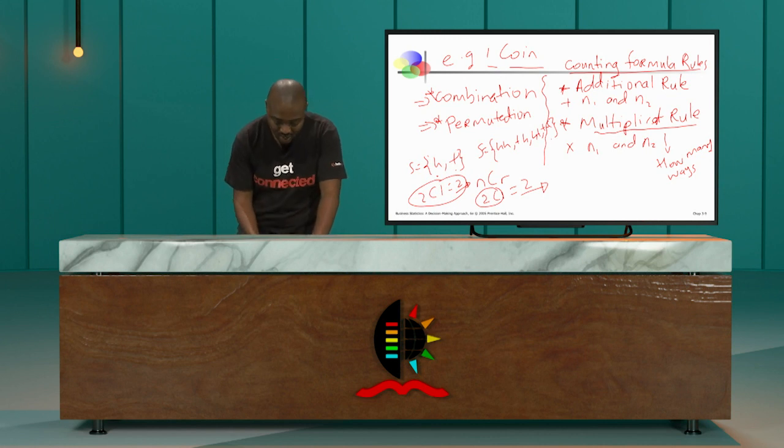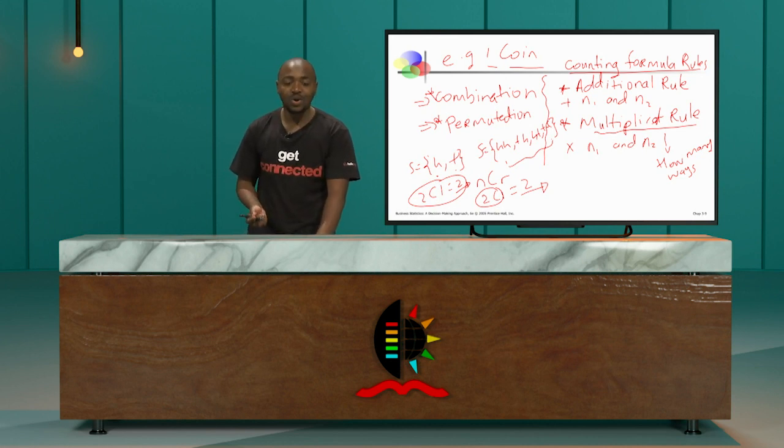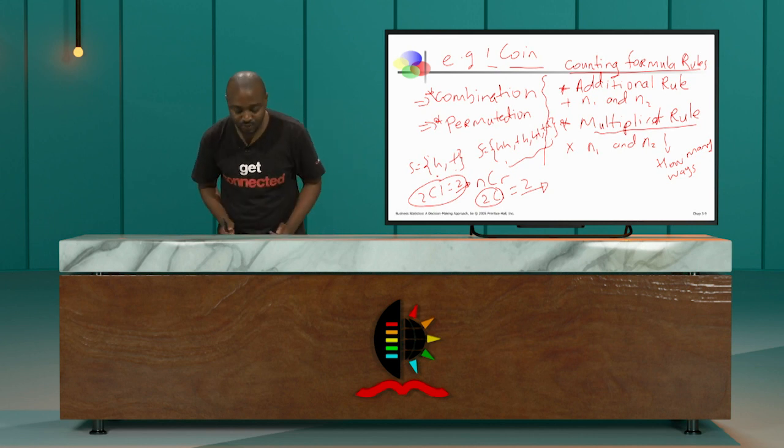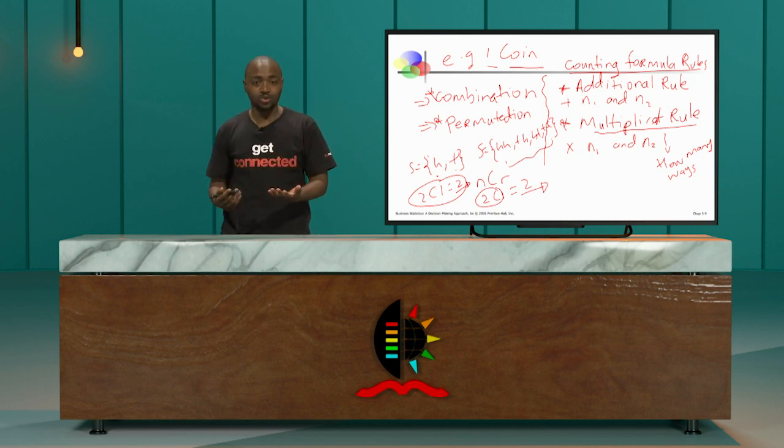Now my question is, to get 4, did I add 2 plus 2 or did I say 2 times 2? To answer that, it comes back to the counting formula. Can you flip 2 coins at once? The answer is yes. So that means you can do your experiments simultaneously. If you can do your experiments simultaneously, you use the multiplication rule.